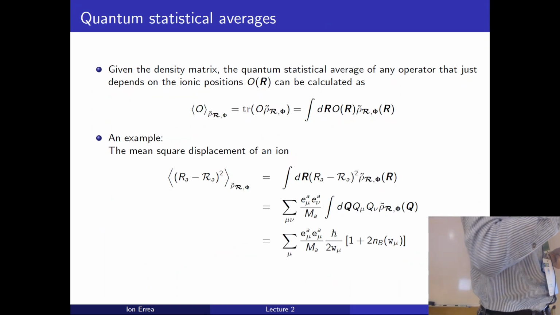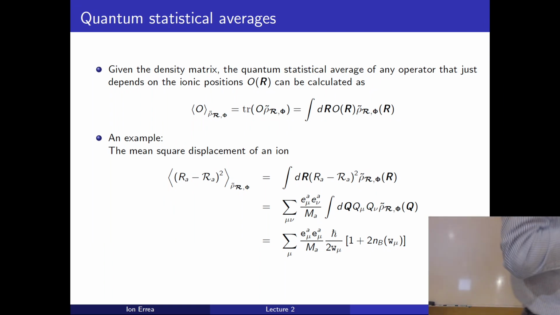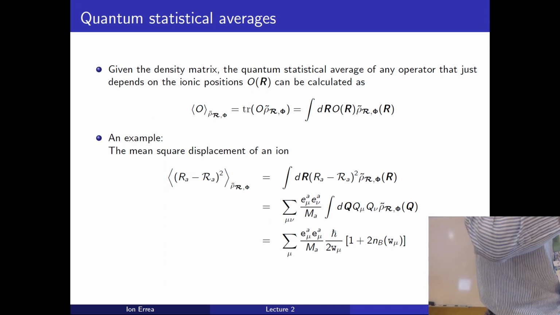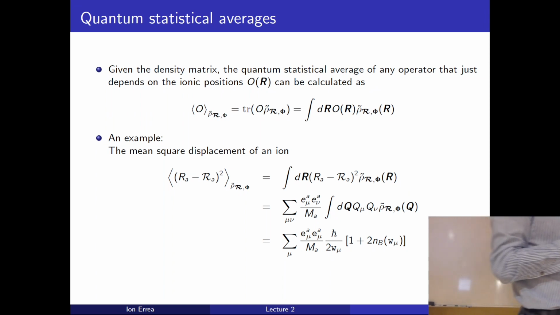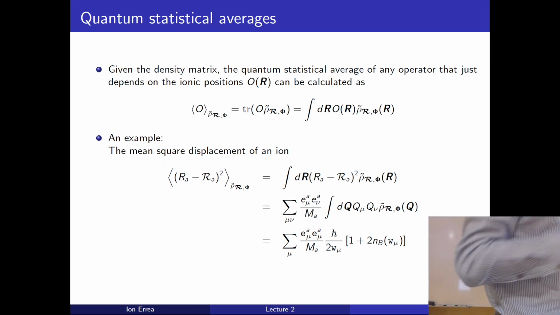Okay, so when we are talking about taking quantum statistical averages with our probability distribution function, we are talking about these objects. Basically, this means the trace. This is an operator, O, that just depends on positions, for example the forces, or the Born-Oppenheimer potential. So this means that we need to take the integral with respect to all ionic positions of that operator times our probability distribution function. This is what we mean by quantum statistical average.